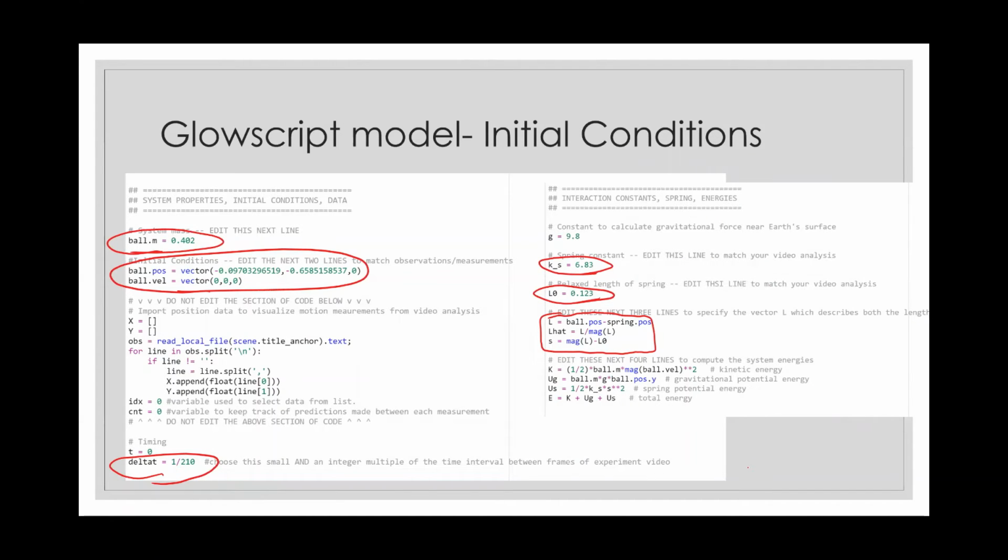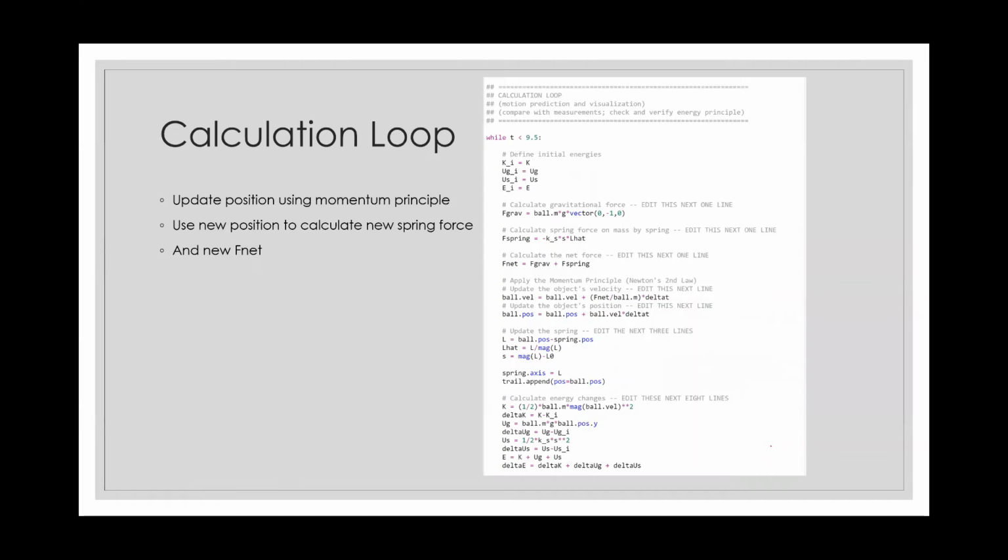After obtaining data, we moved on to the GlowScript model, where we used initial conditions of mass, position, velocity, delta t, the spring constant, L0, and initial spring displacement from Tracker. Next, we iteratively calculated the position and velocity of the hanging mass using the momentum principle as shown. Each time the position of the mass changed, so did the spring force and the acceleration, impacting the mass's momentum and resulting in an elliptical orbit.